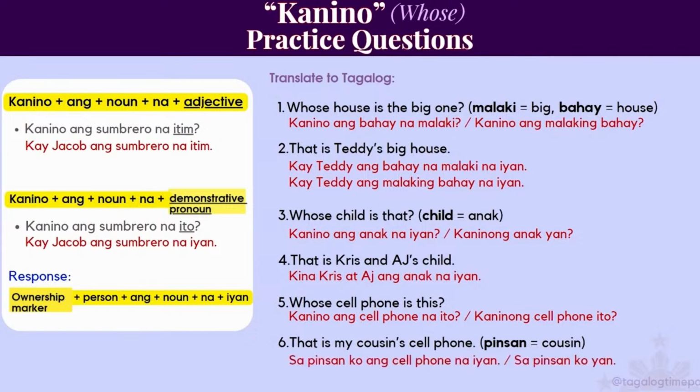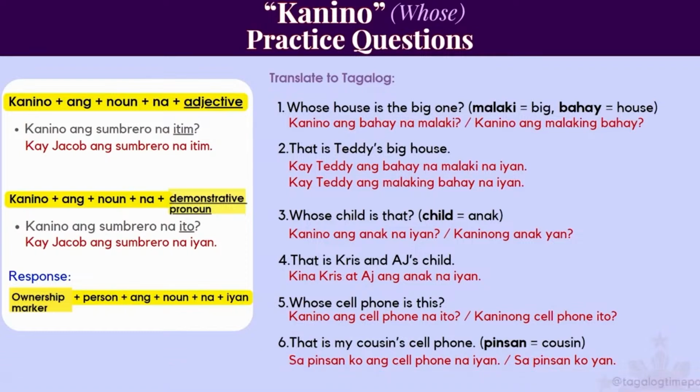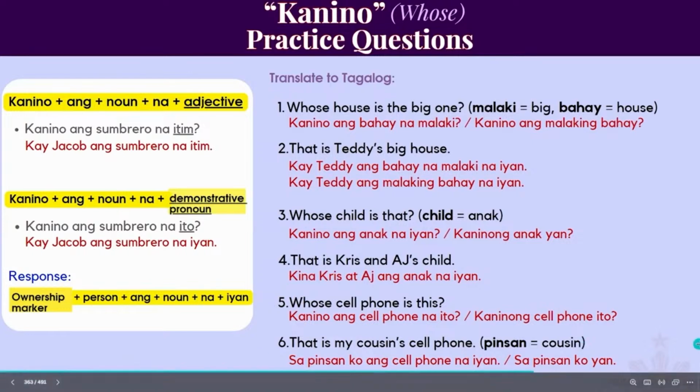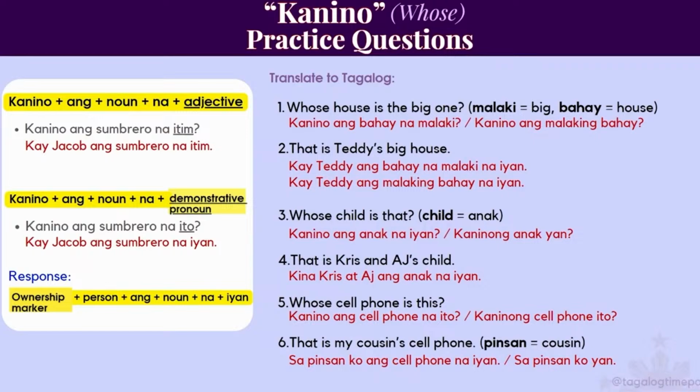Cousin in Tagalog is pinsan. Sa pinsan ko ang cellphone na iyan. So I want to point out sa is the ownership marker that you use because it's not a specific person, right? The person is unnamed. So sa pinsan ko ang cellphone na iyan. Or just in common conversation, you might hear, sa pinsan ko yan. Or even the shortest answer, sa pinsan ko.